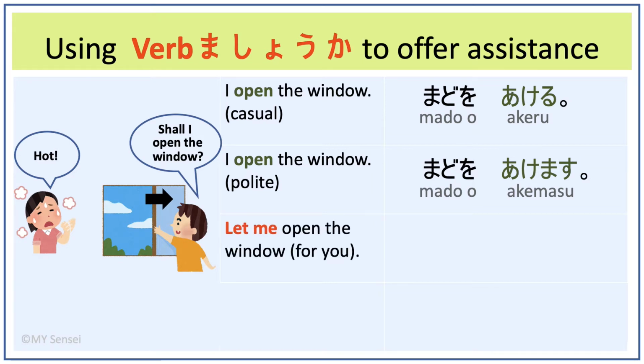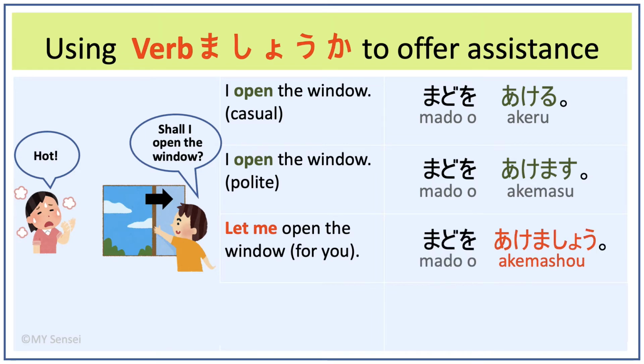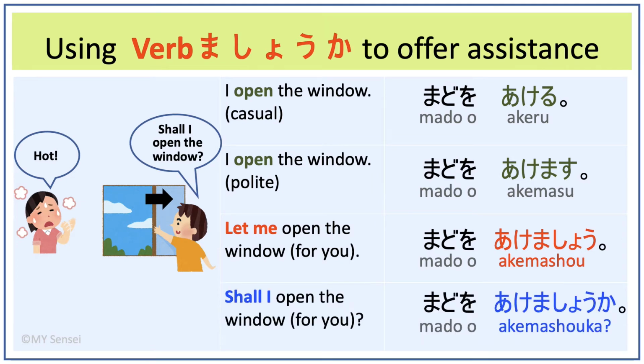If I would like to offer my help to open the window for someone, I would say 窓を開けましょう. I can also say 窓を開けましょうか, Shall I open the window for you? Verb mashoka forms can be used as shall we or shall I, depending on the context.